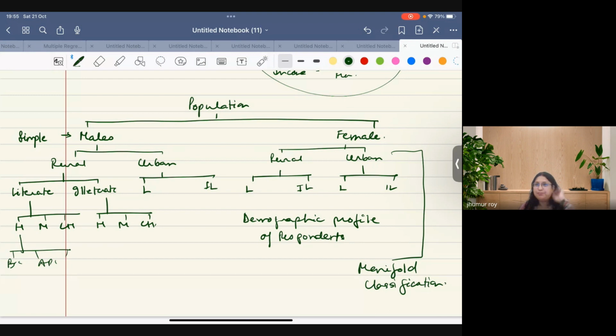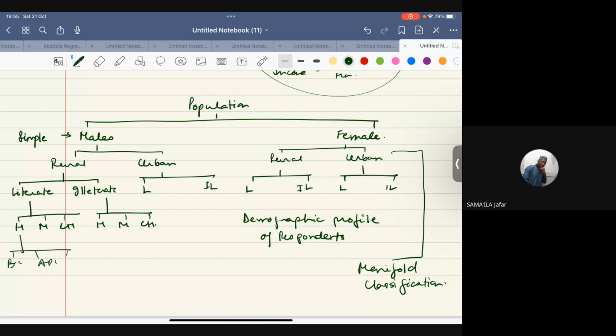Okay, but suppose I have a question where I want to find out how many literate rural males earn more than 20,000 pounds. So now here, automatically my question is that I want the number of literates, the number of people who stay in rural areas, and how many males are there. So naturally my classification has now become manifold classification. Is that clear now? Yes, ma. Okay. Yes, it's clear.